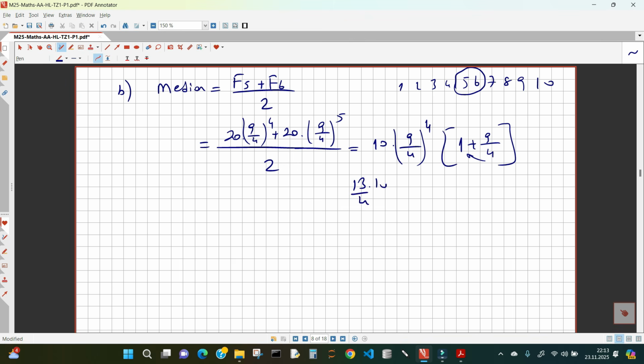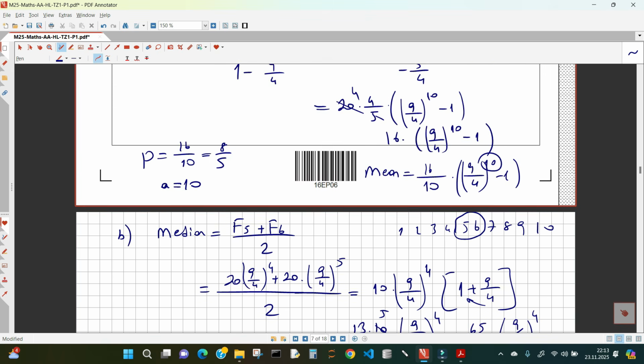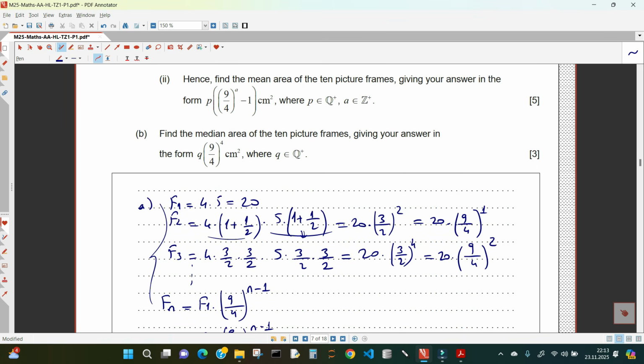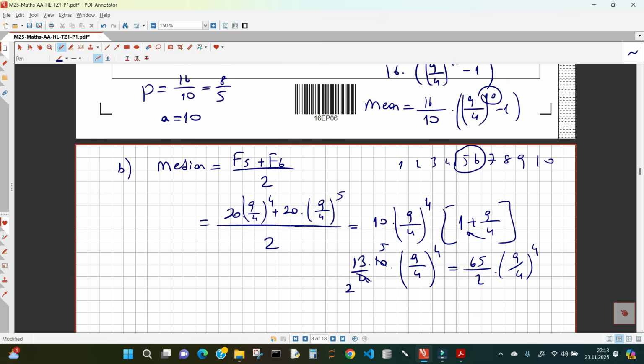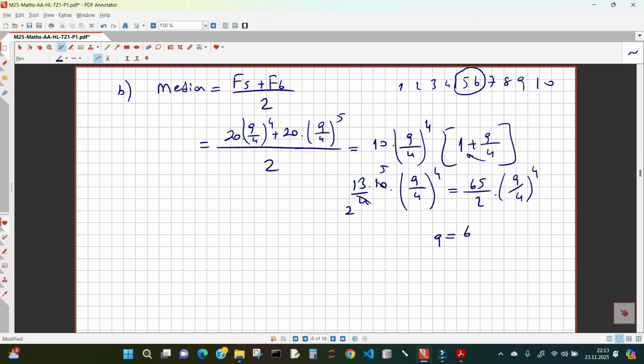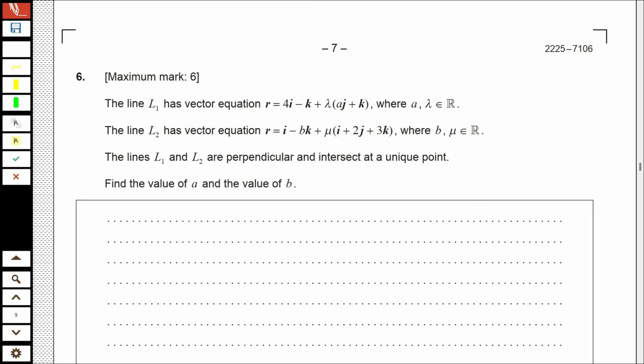13 over 4 times 10 times 9 over 4 to the power of 4. Let's cancel it with 2. And then it's going to be 65 over 2 times 9 over 4 to the power of 4, right? In this case, we can say that Q is 65 over 2.